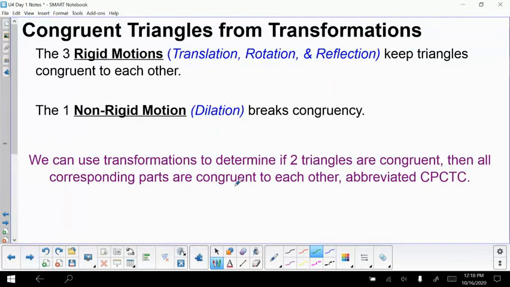So let's talk about how this relates to rigid motions and transformations. The three rigid motions were translation, rotation, reflection. Remember that meant that it kept the triangles congruent to each other. The one non-rigid transformation was dilation, and it breaks congruency because one's going to end up smaller than the other. So if it was a translation, rotation, or reflection, that means the triangles are going to be congruent. If it was a dilation, they're not. And that would mean that all corresponding sides and angles would have to be congruent.